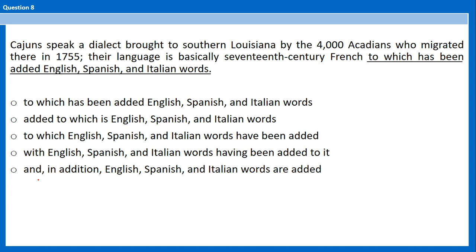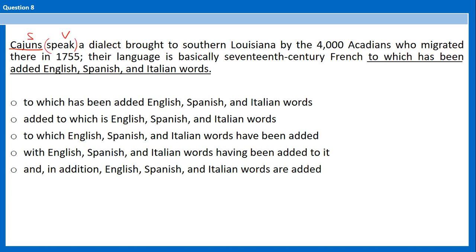Number 8. Again, the subject and the verb, even if they're not underlined, okay, it is important that you recognize them. That way, you'll understand the structure of the sentence and you'll be able to spot mistakes faster. Okay? So, Cajuns is my subject. Cajuns speak. That's the main verb.